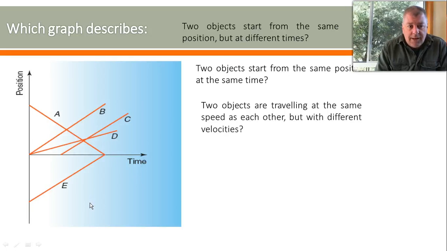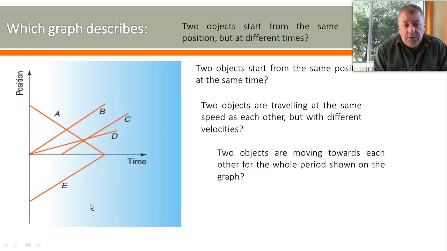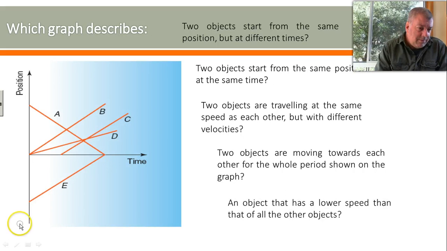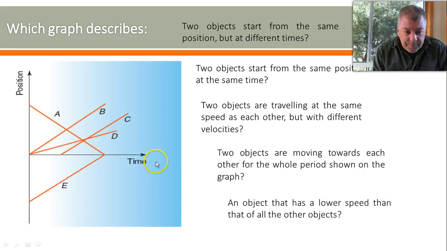Two objects are travelling at the same speed as each other but with different velocities. And two objects are moving towards each other for the whole period shown. I think that's it. There might be one more. Better be ready to bring it back. Yes. Phew. An object that has a lower speed than all the other objects.